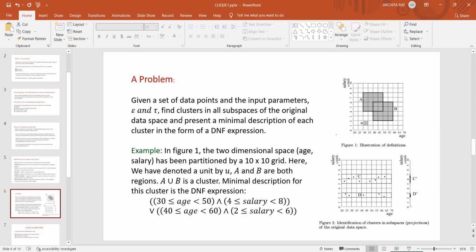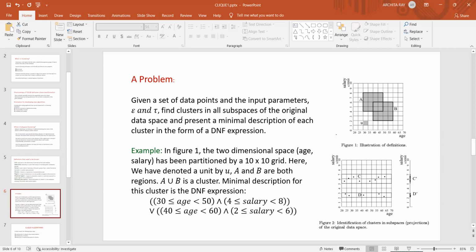A is 30 ≤ age < 50, intersection 4 ≤ salary < 8. And the region B is 40 ≤ age < 60, intersection 2 ≤ salary < 6. We assume that the dense units have been shaded. So A union B is a cluster. Now A is a maximal region contained in this cluster, but A intersection B is not a maximal region. The minimal description for this cluster is the DNF expression 30 ≤ age < 50, intersection 4 ≤ salary < 8, union 40 ≤ age < 60, intersection 2 ≤ salary < 6.